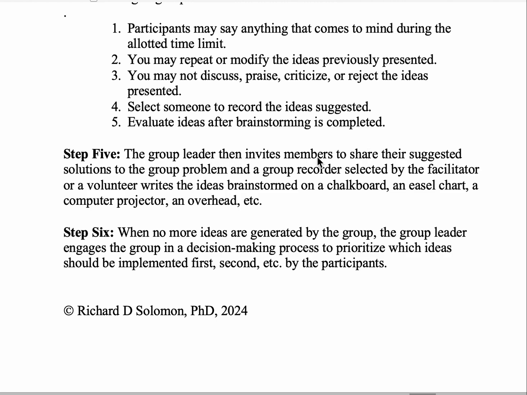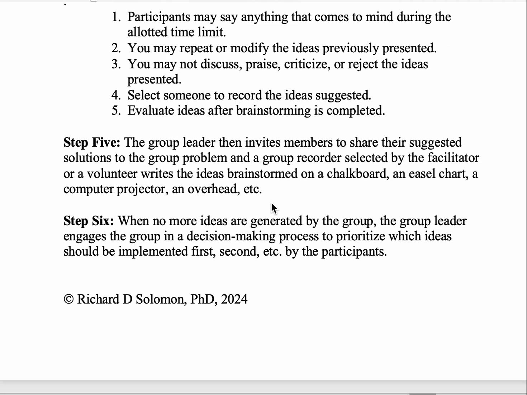The group leader then invites members to share their suggested solutions to the group problem, and a group recorder selected by the facilitator or a volunteer, himself or herself, will then write down the ideas brainstormed on a chalkboard, an easel chart, a computer projector, or an overhead, etc. And the last step, or sixth step, is when no more ideas are generated, the group leader engages in a group decision making process to prioritize which ideas should be implemented first, second, third, etc., by the participants.